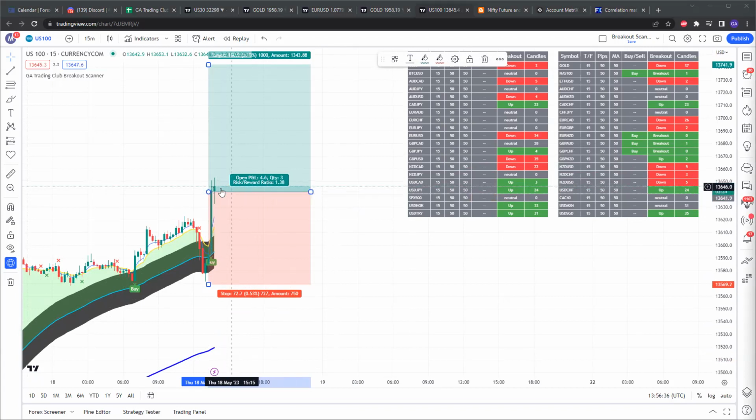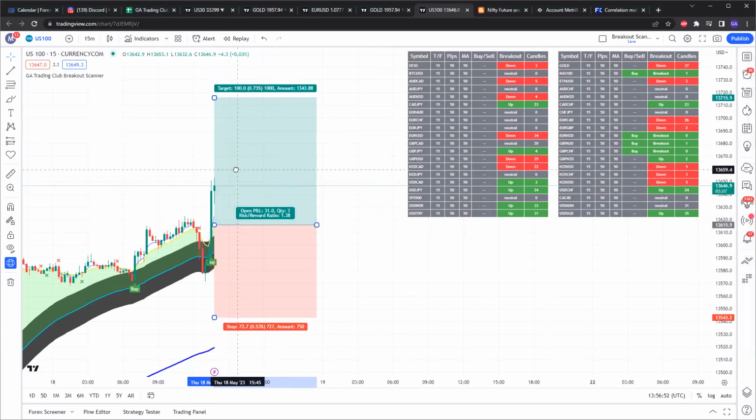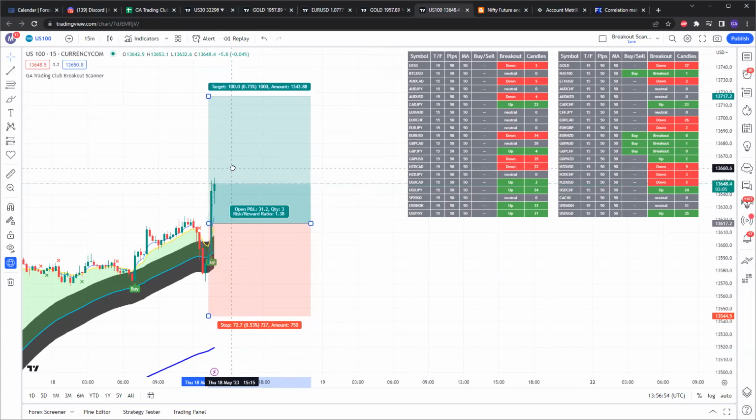For you guys, if I was calling this trade on the live session, I would rather wait for the retest of the 9 EMA. I'm not going to call that trade, but this is a valid buy. If you want to take it, it is a valid buy. The reason I'm not calling it on the live session is because I always look for safer entries when I'm trading on the live session.